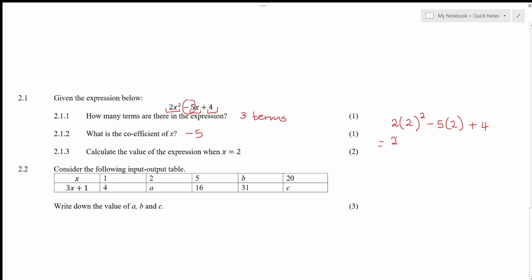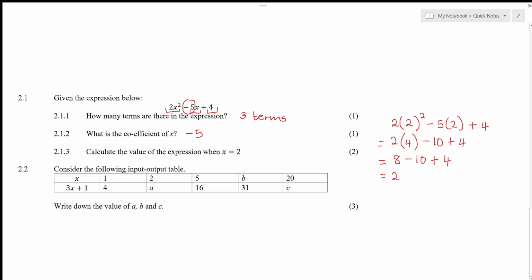So basically 2 squared is 4, so 2 times 4. And then a negative times a positive, 5 times 2 is 10 plus 4. Okay, and here you're going to have 8 minus 10 plus 4, and then 8 minus 10 is negative 2, and negative 2 plus 4 would give me 2. So then we've worked out the value of the expression. So the value of the expression is 2.